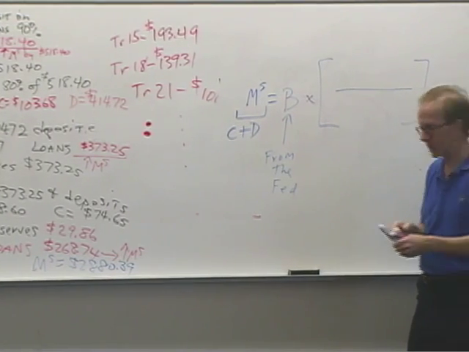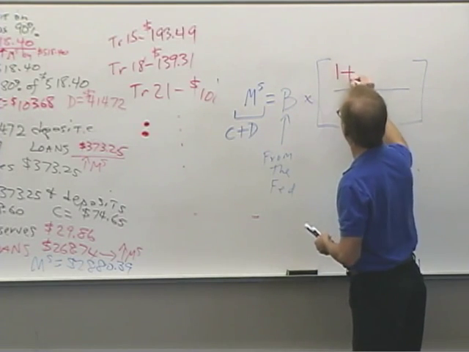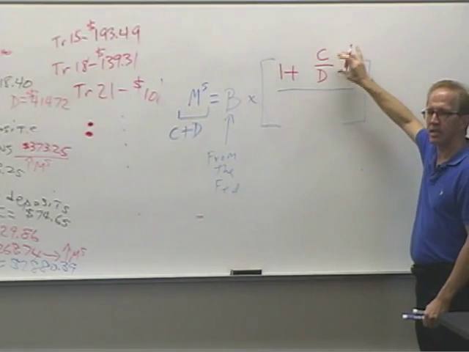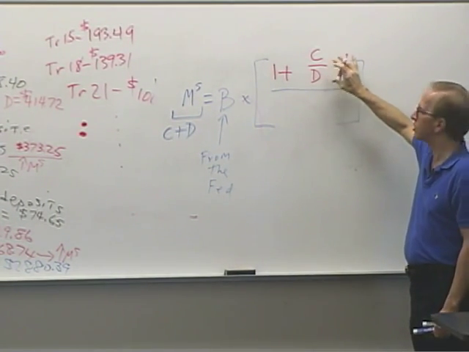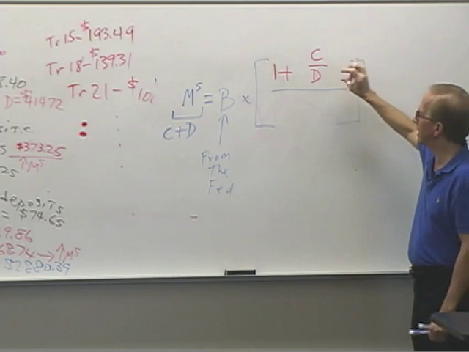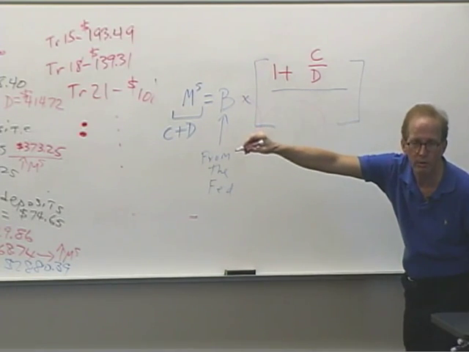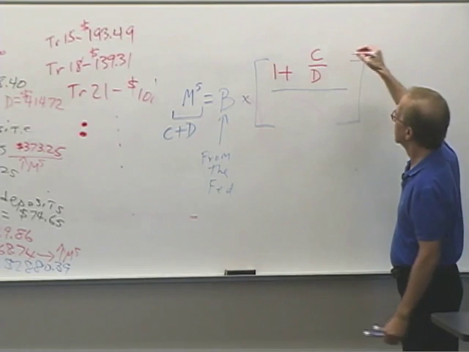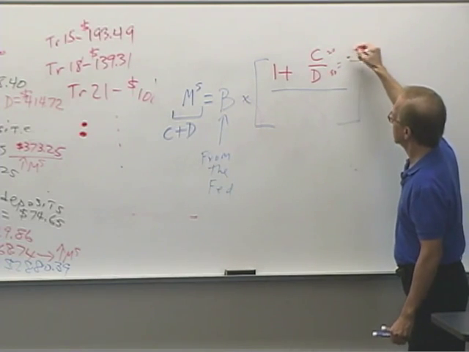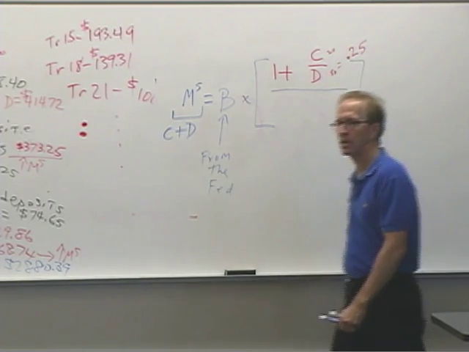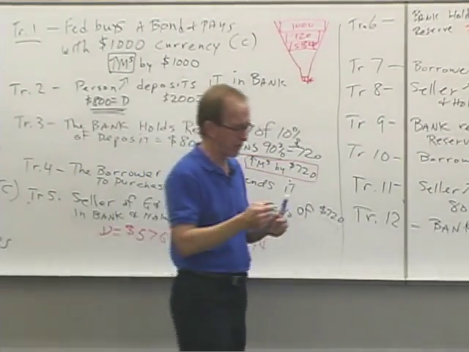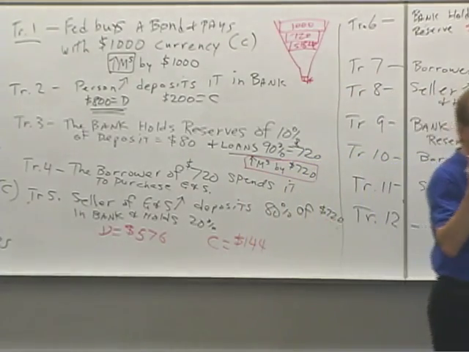In the numerator: 1 plus the ratio of currency to checking deposits. And this is determined by the public, right? You decide how much currency to hold. You decide how much to keep in your checking deposit. In our story here, what was that ratio? Does anybody remember? It was 20 over 80. So this is 0.25. That's just what I assume. Now, in real life, all of us are different. All of us make our own choice. But in real life, this number is pretty stable from one month to the next.